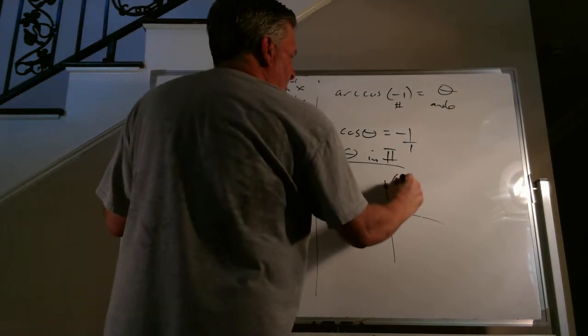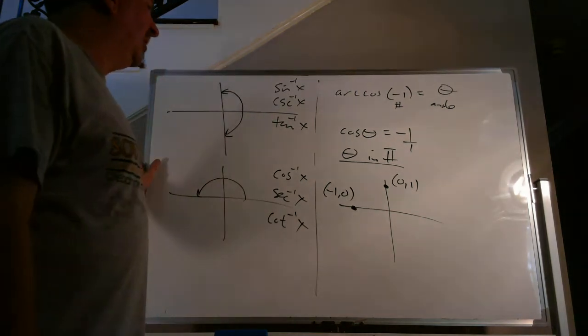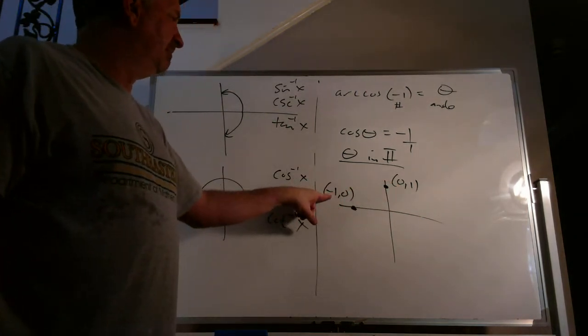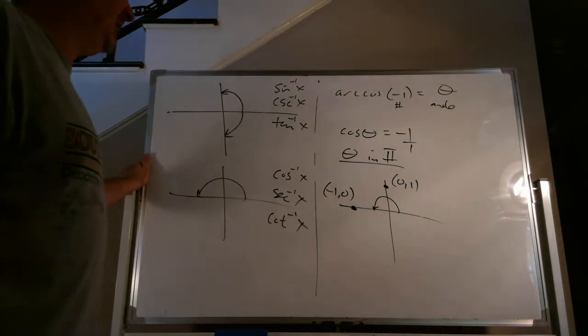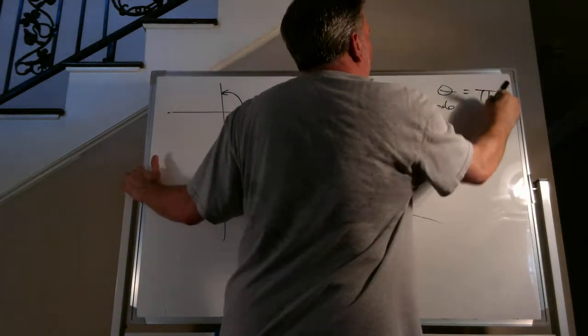So remember, this is the point 0, 1. Pick the point 1 unit away. And which number gives you cosine? Remember, cosine is the first number, so it's here. Now, what angle is this? From here to here. Again, that's 180 degrees, but they want all the answers in radians. That's pi radians. So there's the answer.